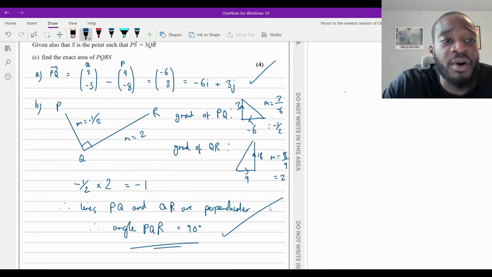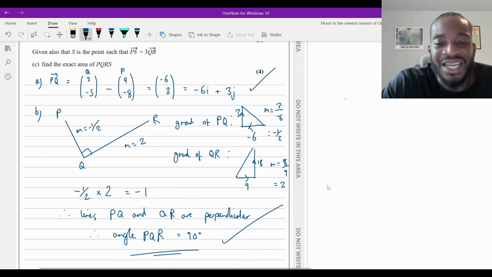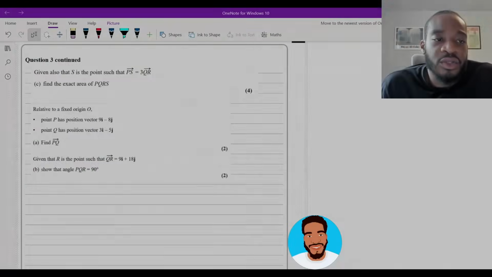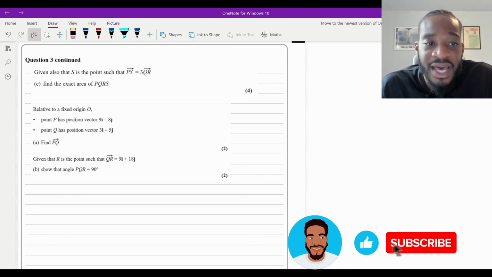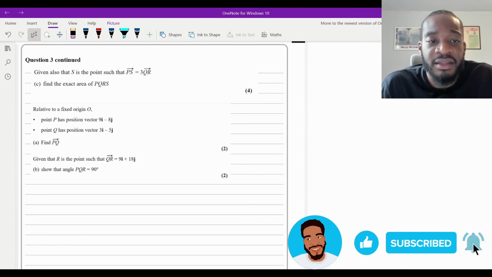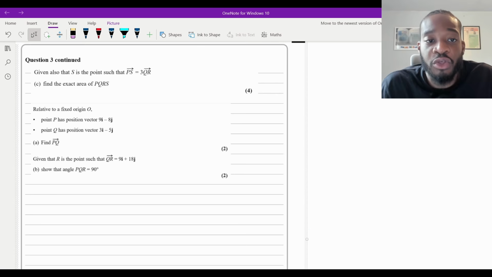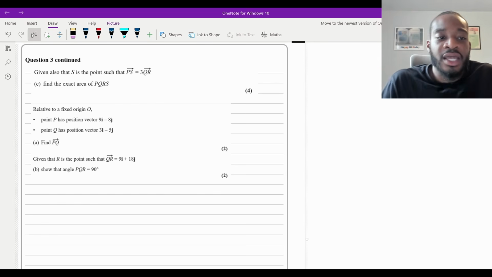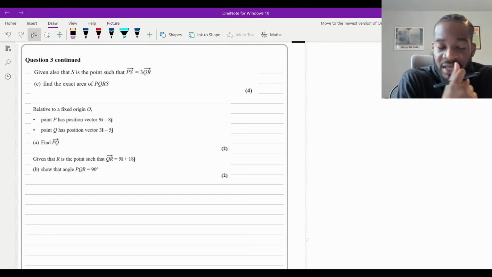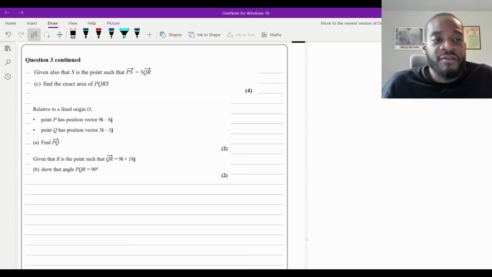And that's pretty much it for part B. Okay, let's go on to part C now. Part C says, given also that S is the point such that the vector PS is equal to 3 times the vector QR, find the exact area of PQRS for 4 marks. I've just got parts A and B summarized as well, just to have everything we need for the question.